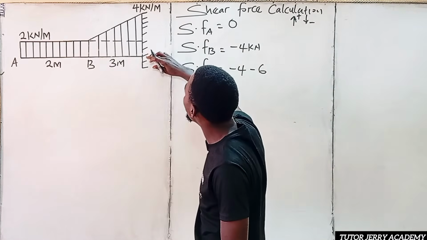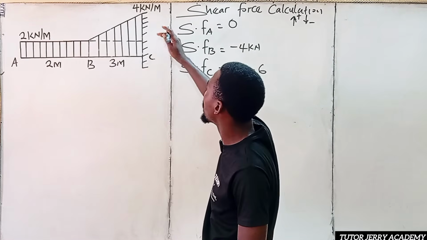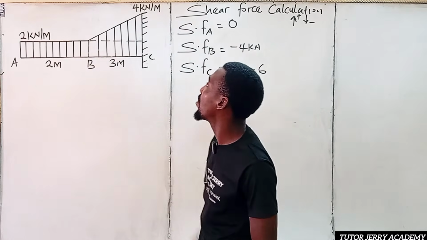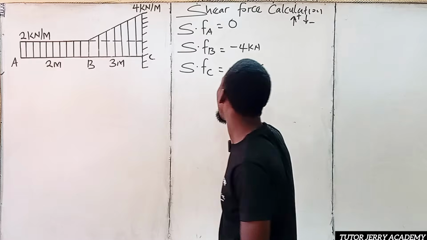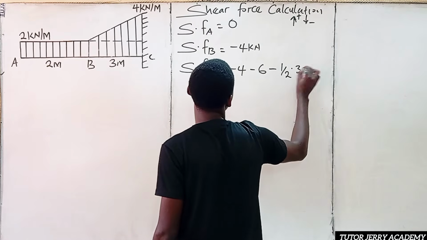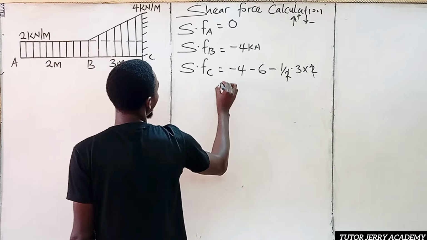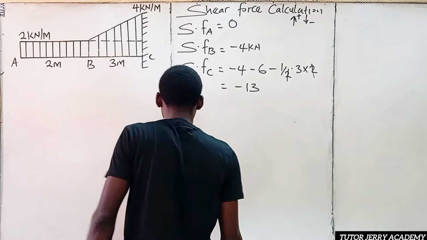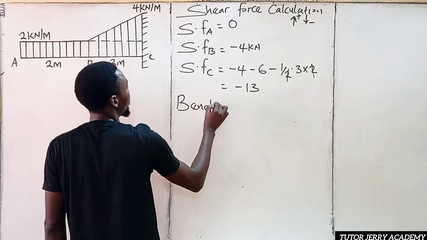Here we have from this point to this point to be 4, and from this point to this point is 2. So 4 minus 2 is 2. So it means that the length of this part is 2. Converting this triangular load to a point load, we have -half multiplied by the base, which is 3, times the height, which is 2. So this 2 will go with this 2, and this is equal to -13. All right, so we are done with the shear force calculation. Let's go for the bending moment calculation.